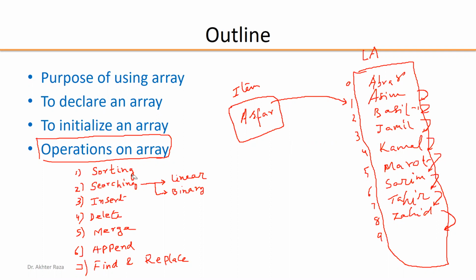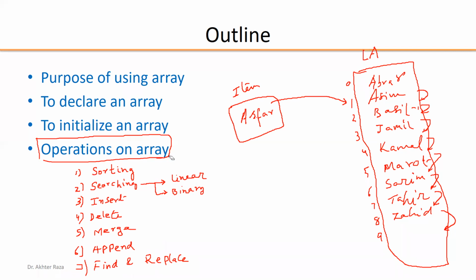insertion. And in sorting, this array is already sorted, but it is not sorted by default. There is an algorithm named a sorting algorithm, which arranges these elements in ascending order. So these elements are not arranged by default; they are arranged by the process named sorting.